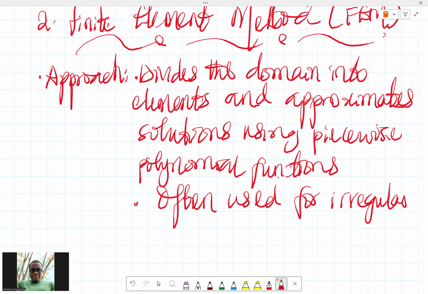Irregular geometries. So if you have something like a cube, a cuboid, and all that, that is regular. But if it is irregular and shapeless, then you can divide that shapeless thing into smaller elements, depending on the dimension you're working in. So it's often used for irregular geometries.